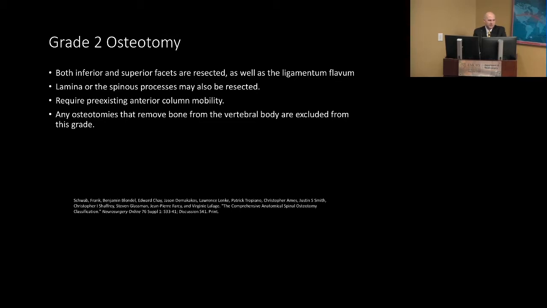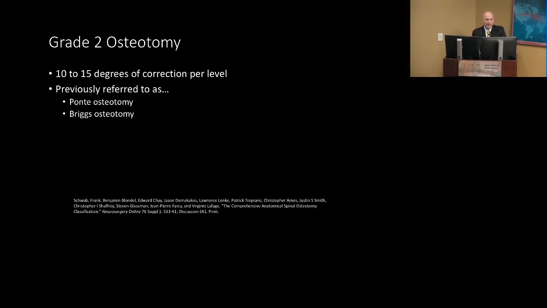So that's a very important consideration, because the difference between grade 1 and grade 2 osteotomies and then moving up into grade 3 is really the big decision point. Again, you can expect about 10 to 15 degrees of correction per level, probably closer to that 10-degree level. And this has been previously referred to as a Ponte osteotomy or a Briggs osteotomy.